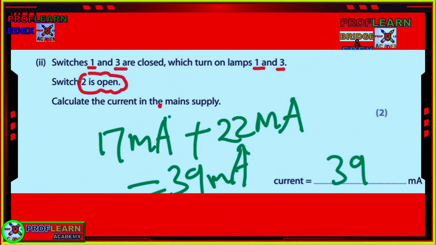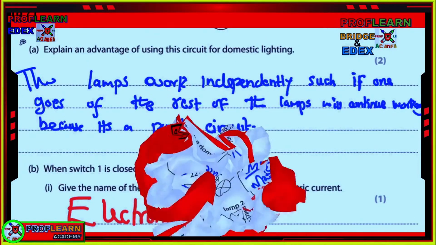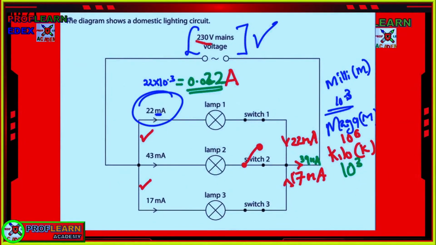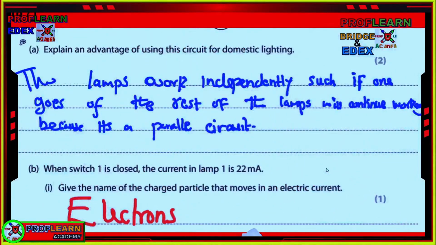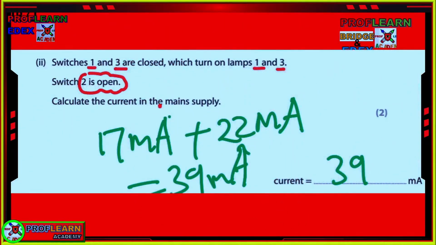Switch 1 and switch 3 are closed, which turns on lamp 1 and 3. Switch 2 is open. Calculate the current. So you need to understand that current will combine. If switch 2 is open, it means current will not flow here. So the current we shall have, we just take this part and take this route, combine together, and that becomes what? 39 milliamperes.